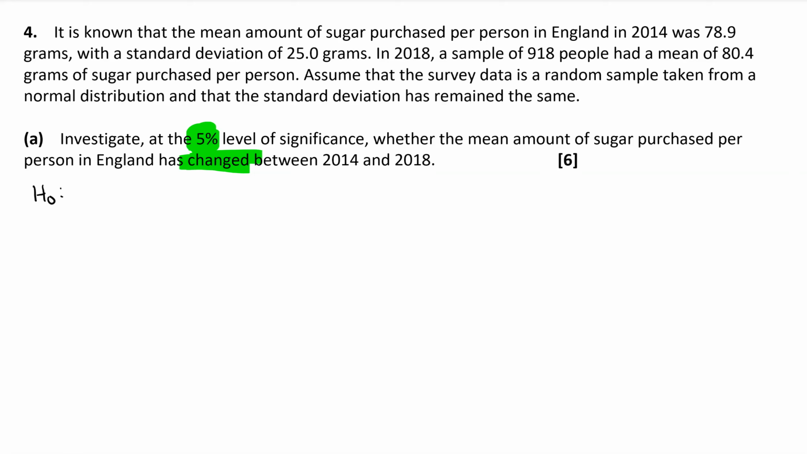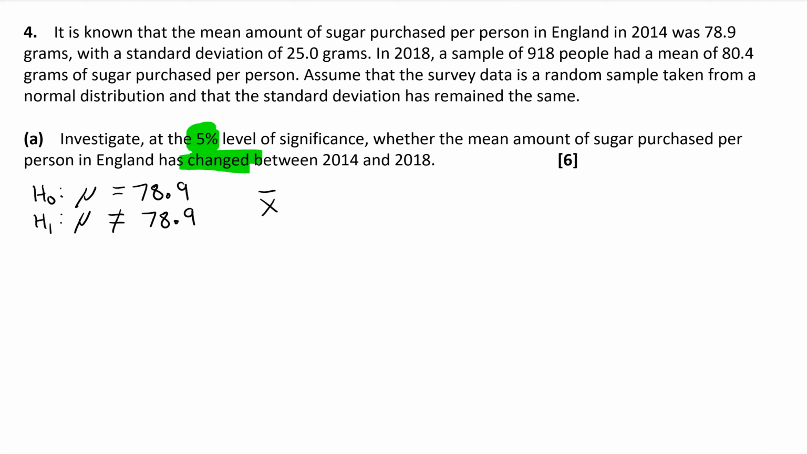So we start off with our null and alternative hypotheses. It's a normal distribution, so we use mu now. With binomial, we'll use p. With product moment, we'll use rho. With normal, we use mu. The null hypothesis is that the mean is unchanged at 78.9. The alternative hypothesis is that the mean is not 78.9. Because it's a two-tailed test, we put does not equal 78.9.